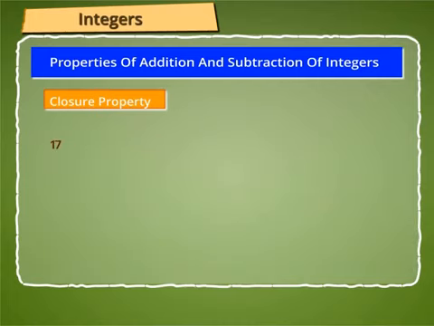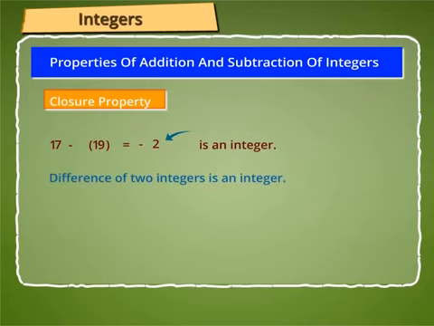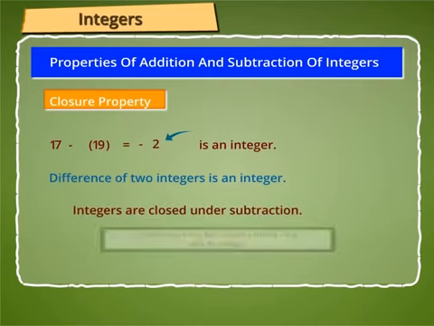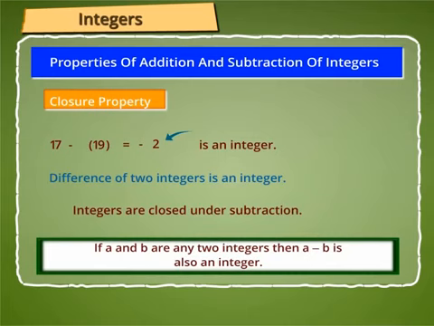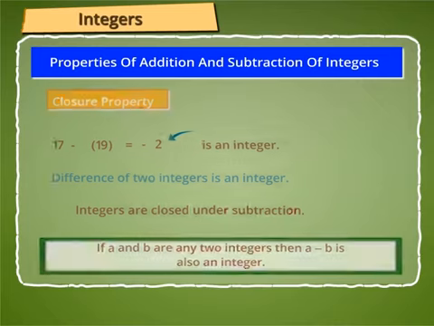Also, 17 minus 19 is equal to minus 2 and minus 2 is an integer. Thus, the difference of two integers is an integer. We say that integers are closed under subtraction. Thus, if a and b are any two integers, then a minus b is also an integer.